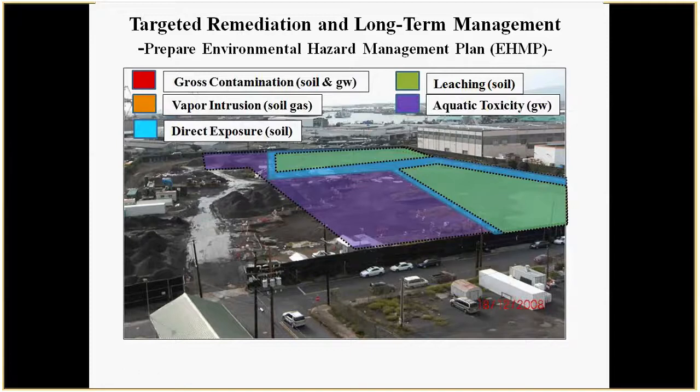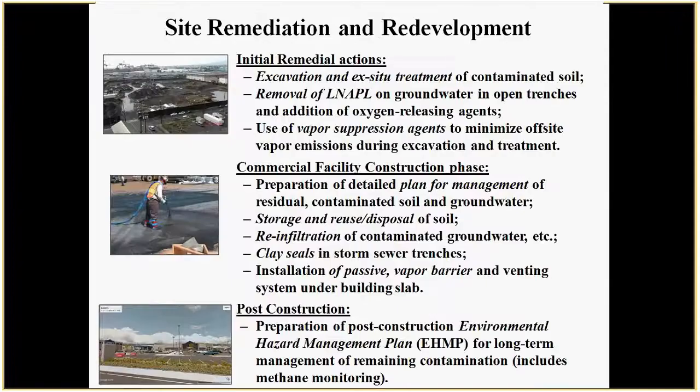But a summary of the site remediation and development: initial remedial actions, excavation and ex situ treatment of contaminated soil, was actually carried out at this site. Removal of LNAPL and groundwater in open trenches to the extent possible. Addition of oxygen releasing compounds. Then use of vapor suppression agents, environmentally friendly, to minimize off-site vapor emissions during excavation and treatment from the grossly contaminated areas. The commercial facility construction phase: preparation of a detailed plan for management of residual contamination, soil and groundwater ahead of time, so you're ready when you get out and start doing your construction.